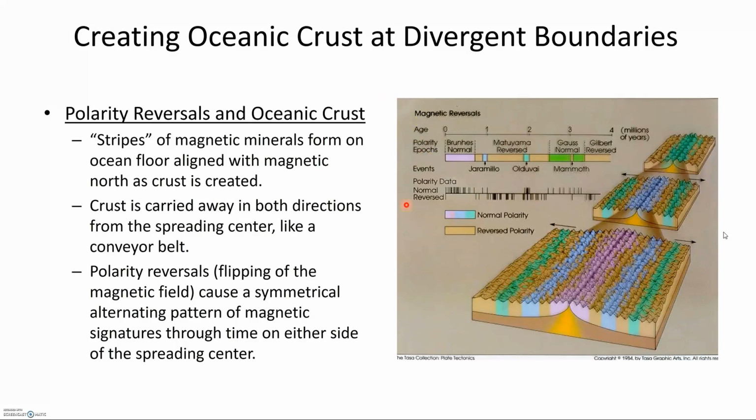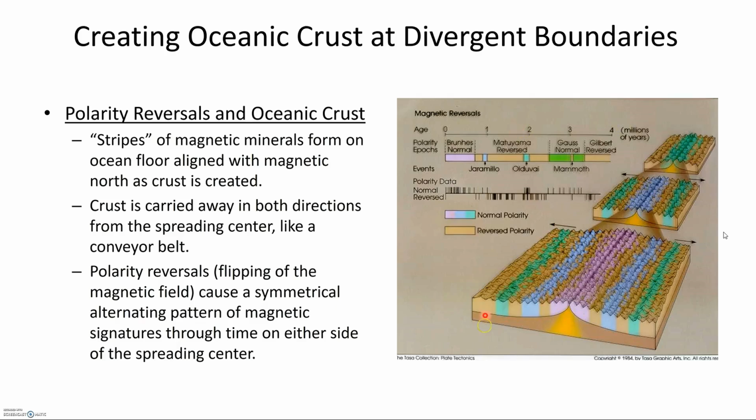So I said that Earth's magnetic field is generated by the liquid outer core. So it's liquid metal that flows and it generates a magnetic field. Well, that magnetic field periodically will actually flip pretty much 180 degrees, flip over on its head, and we get these sort of opposites of magnetic minerals being preserved in our igneous rocks.